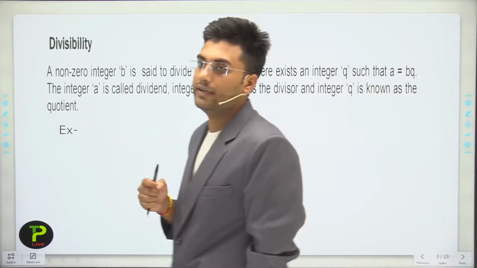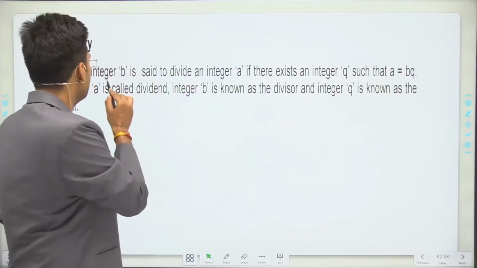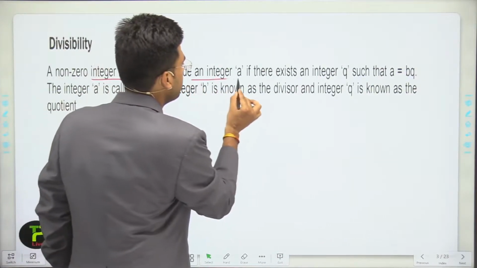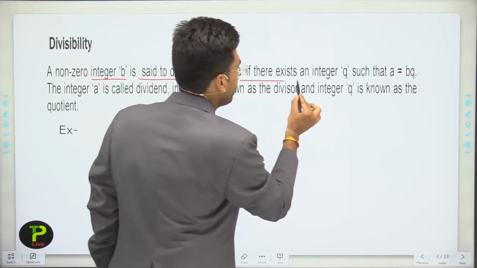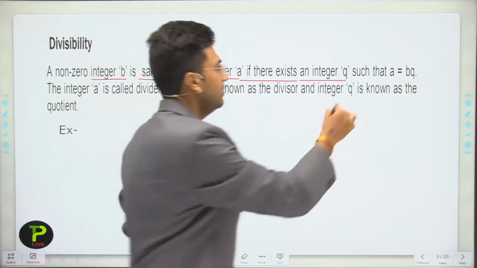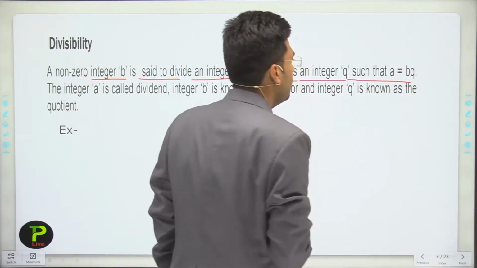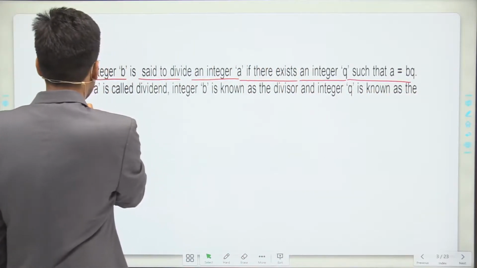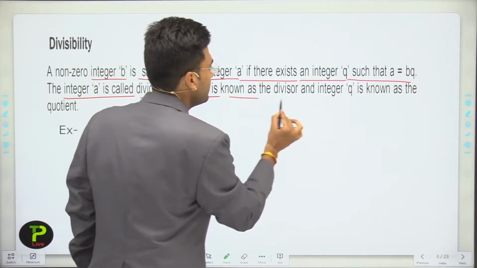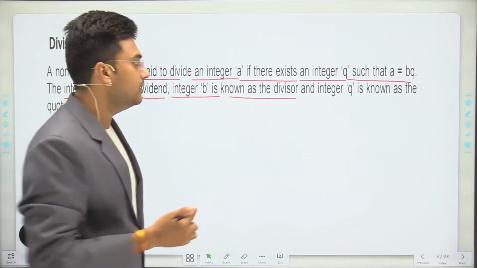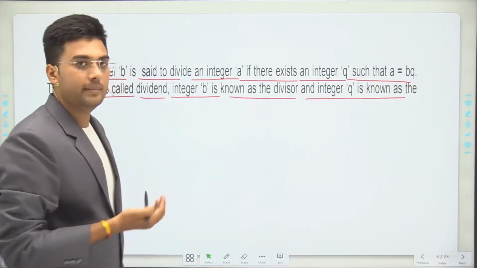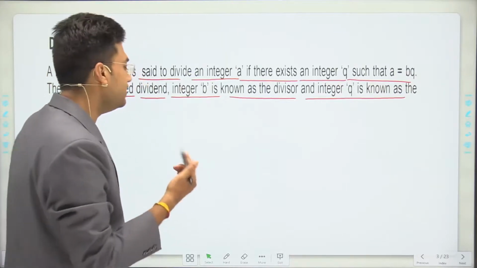What is divisibility? A non-zero integer b is said to divide an integer a if there exists an integer q such that a is equal to bq. The integer a is called the dividend, the integer b is known as the divisor, and the integer q is known as the quotient. What it means, let's understand with one example.